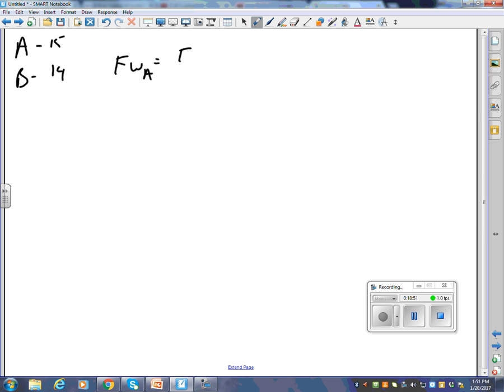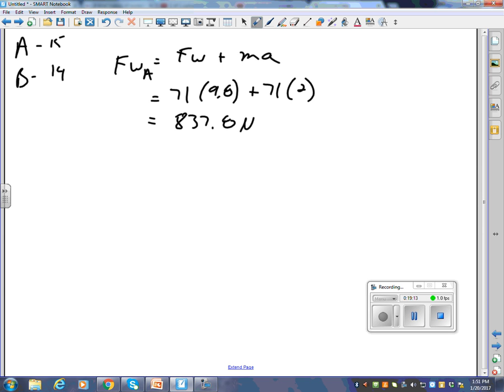FWA, weight force plus mass times acceleration. So he has a mass of 71, gravity 9.8, and again his mass, and this time it's 2. You add them together, he weighs more. 837.8 newtons is how much he weighs in newtons. If you have the other version, it would be a subtract in here. He'd weigh less. And then you have to convert that to kilograms. So that's going to be 837.8. And you divide by 9.8 to get it in kilos. 85.5 kilograms.